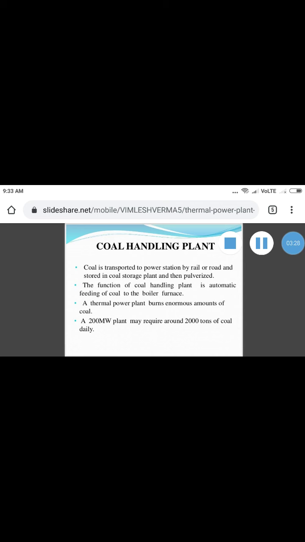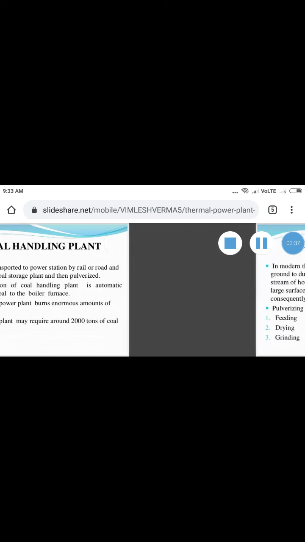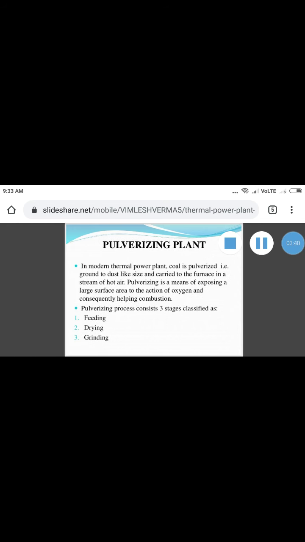A thermal power plant burns enormous amount of coal. A 200 megawatt plant may require around 2000 tons of coal daily. Pulverizing plant. In modern thermal power plant, coal is pulverized, that is ground to dust-like size and carried to the furnace in a stream of hot air. Pulverizing is a means of exposing a large surface area to the action of oxygen and consequently helping combustion. Pulverizing process consists of three stages classified as feeding, drying, grinding.